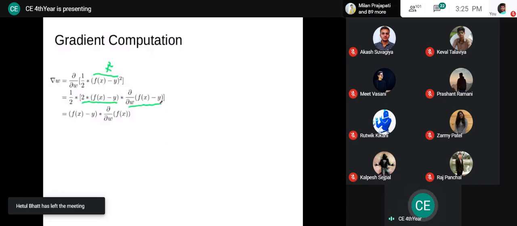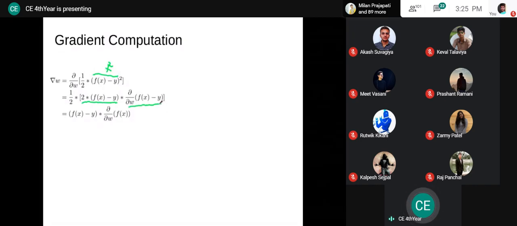W means with respect to theta, right? Remember that we have identified that in the literature, we frequently replace W with theta and theta with W. Right? So now if we simplify this term, this 2 and 2 will get cancelled out. We'll have f of x minus y multiplied by the gradient of f of x, where this we will assume as a constant. So the constant's partial derivative is 0.